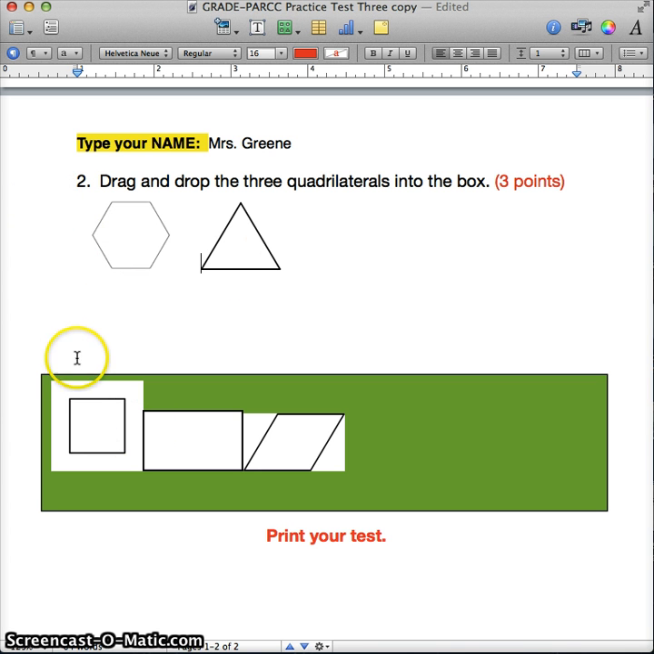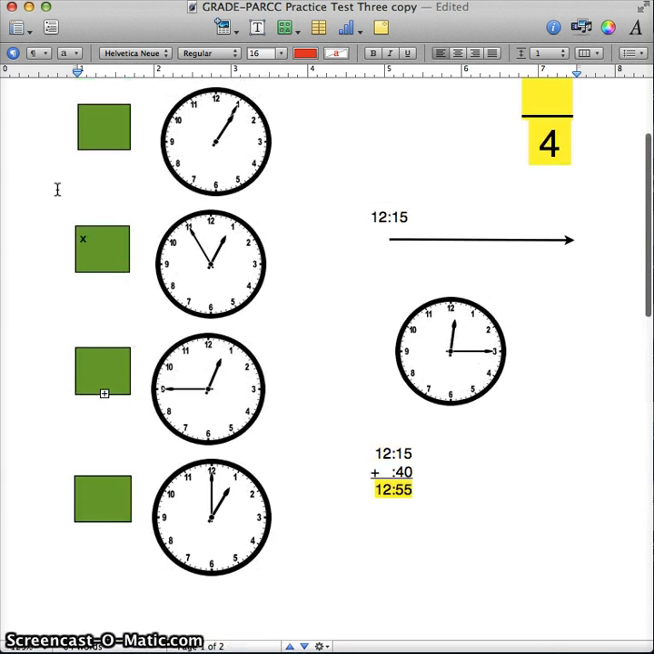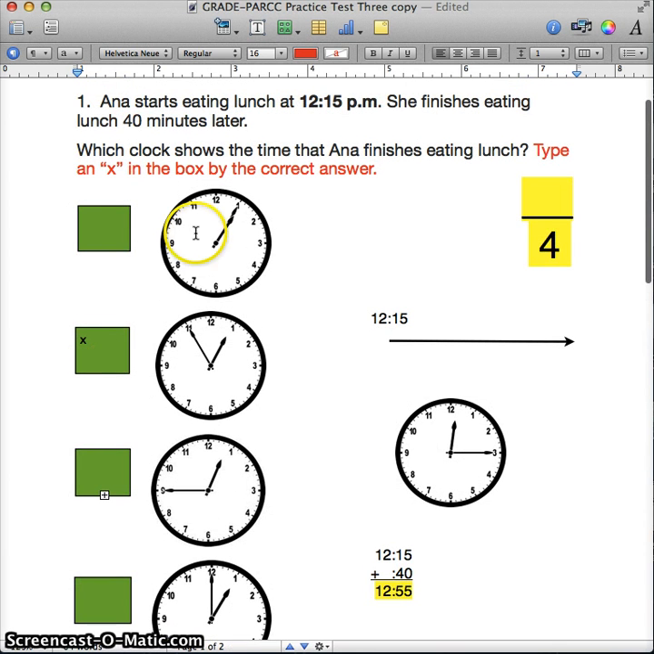Okay, the moment of truth, count up your points. So let's say we got 3 for this one, plus 1 for this one. I'm scoring a 4 out of 4, and I am happy with that score.